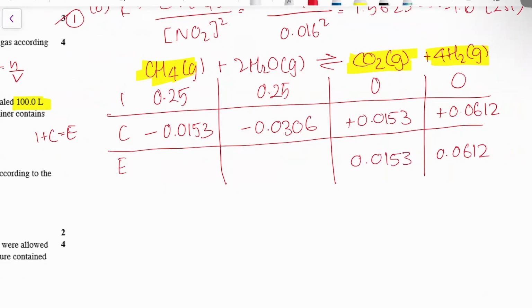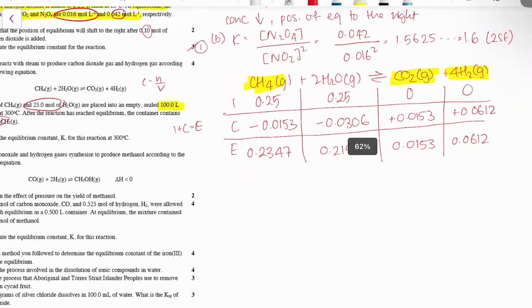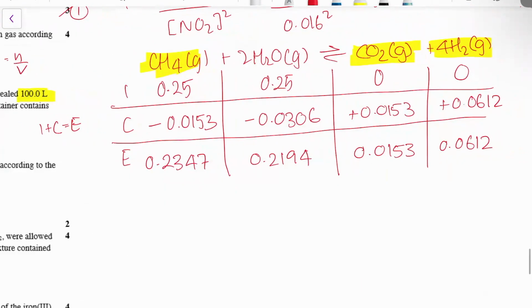For CH4 it is 0.2347. Yep. And then 0.2194. Okay, good. We've got all of our equilibriums now. We can sub it into the equilibrium expression. What's the equilibrium expression for this equation?